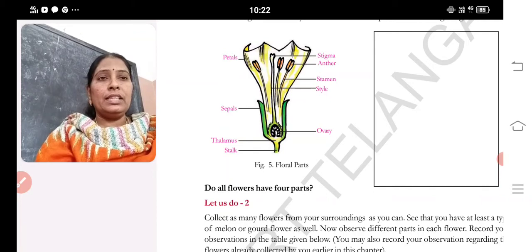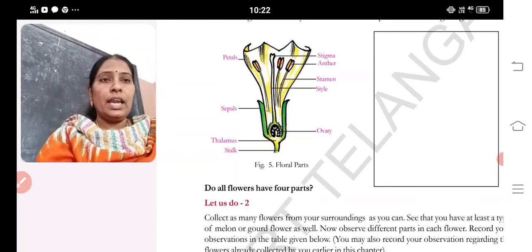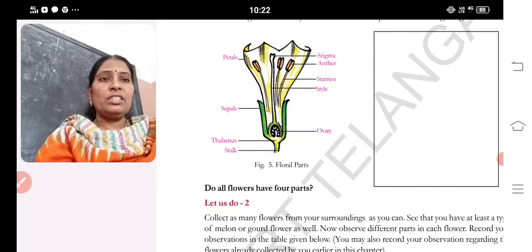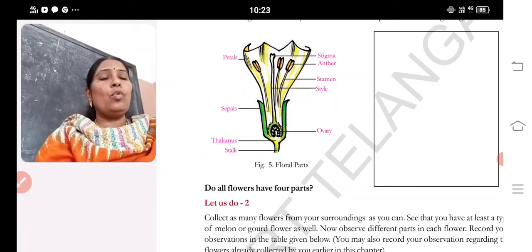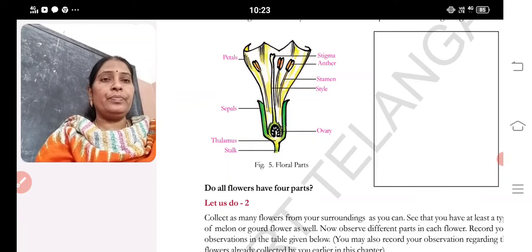You know about the petals. Inside the petals there is a long thread-like structure. It is said to be the stigma, and the yellowish part is said to be the anther, and to that anther a long stick is attached, that is said to be the stamen, and the thread-like structure holding the stigma is said to be the style. At the edge you will have the round structure, it is said to be the ovary, and the ovary is covered with some green colored parts, said to be the sepals, and after the ovary you will get the thalamus. The last part is said to be the stalk.